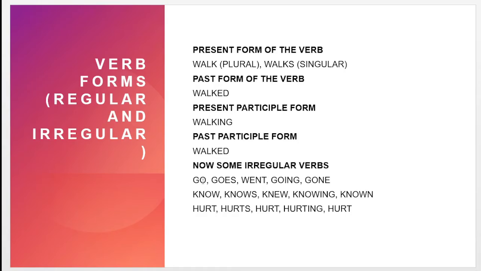Now there are some irregular verbs, which means that they may not look like the original verb. For example, go and went. They don't look at all similar. That is why they are called irregular verbs. Know, knew. Different from regular verbs. So these are some of the changes that happen in the verb when you use it in a tense form. So when the tense is applied, the verb form changes.